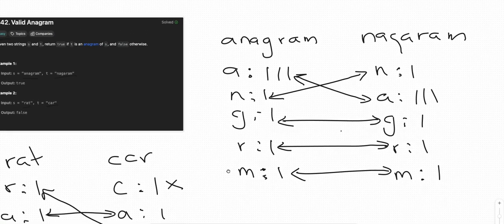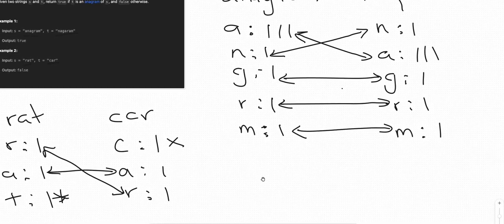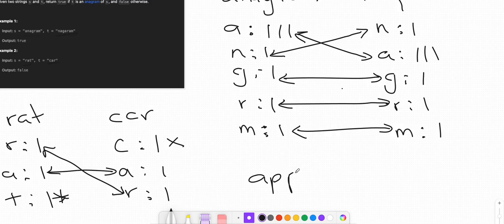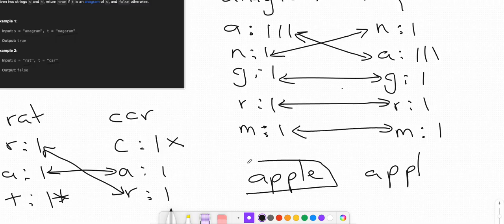Also, by looking at it, we can see that if, for example, we have apple and appl, we know that this is not an anagram because this one is longer than this, right? So the length of apple is longer than the length of appl. So this will not be an anagram. This is the first thing we should check before we can even build out a dictionary to check the counts and all.